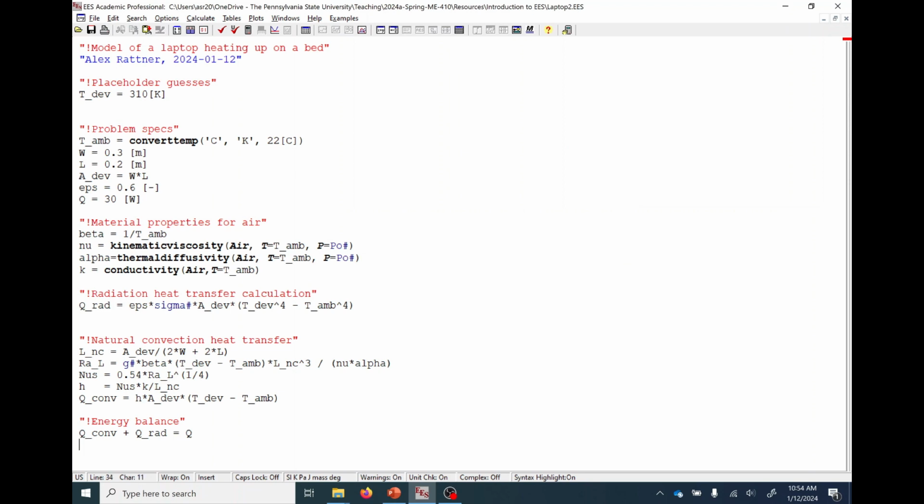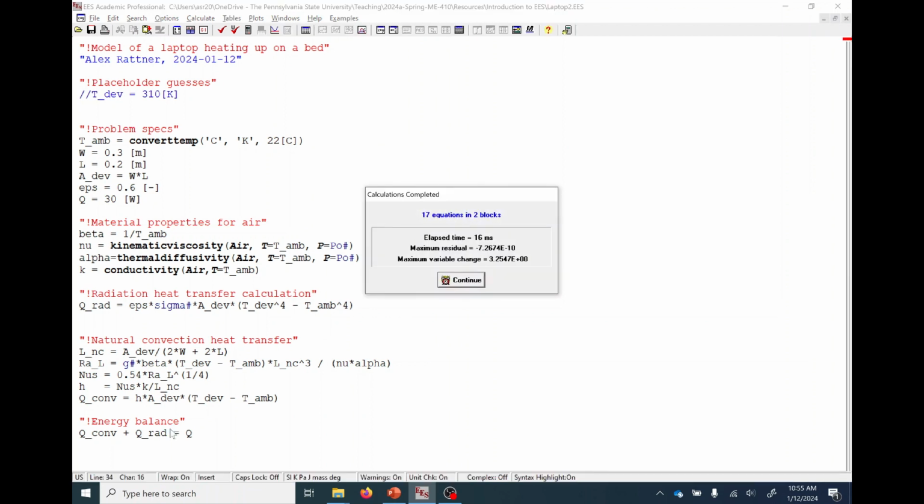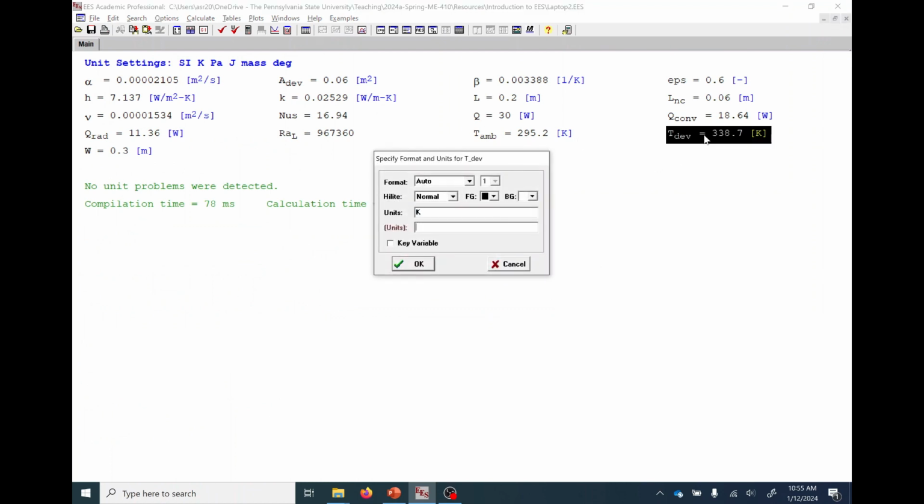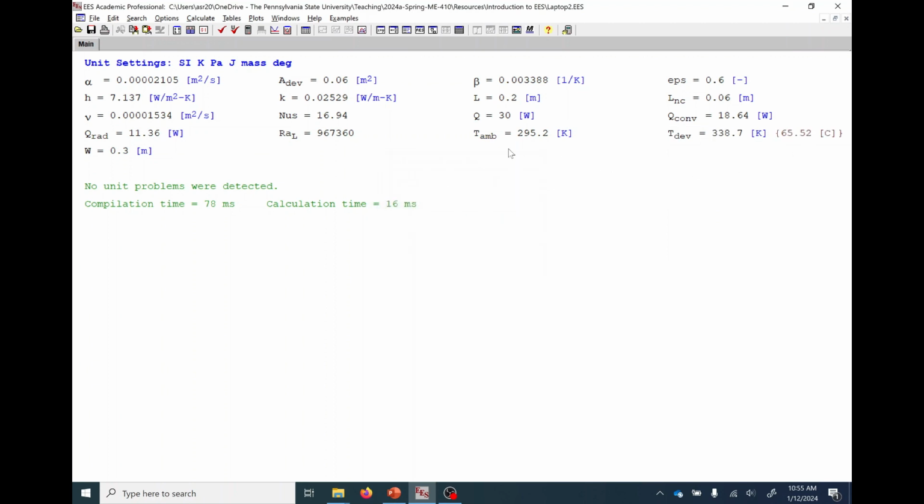So what we want to do here is add this energy balance and use that to replace our guess for T device. Therefore, what we're telling EES to do is solve for the value of T device that will satisfy this energy balance for the system. So we comment out T device and run it, and we'll find that the temperature that makes this work is 338 Kelvin, or in Celsius, that's 65 C.